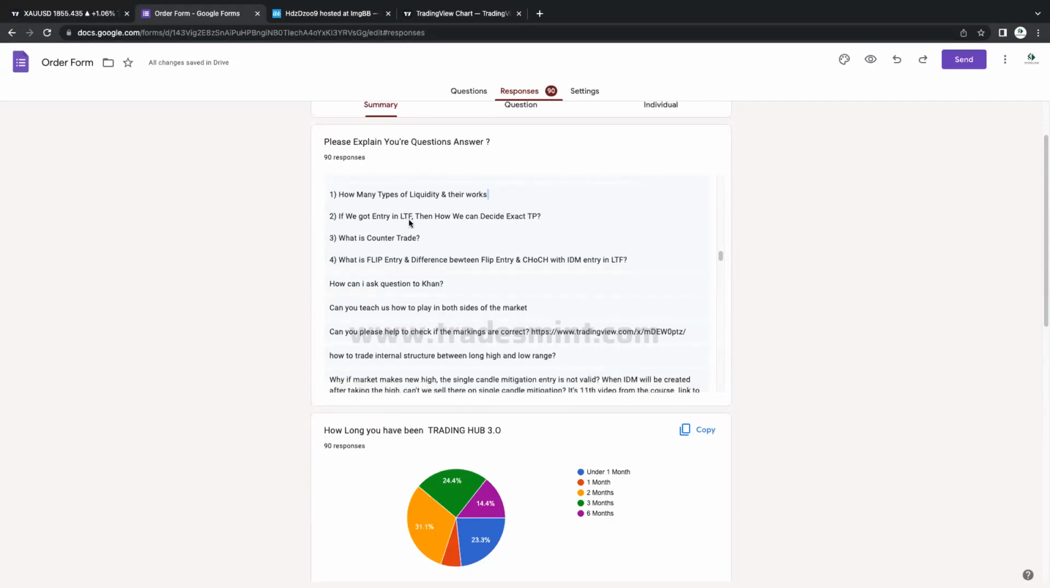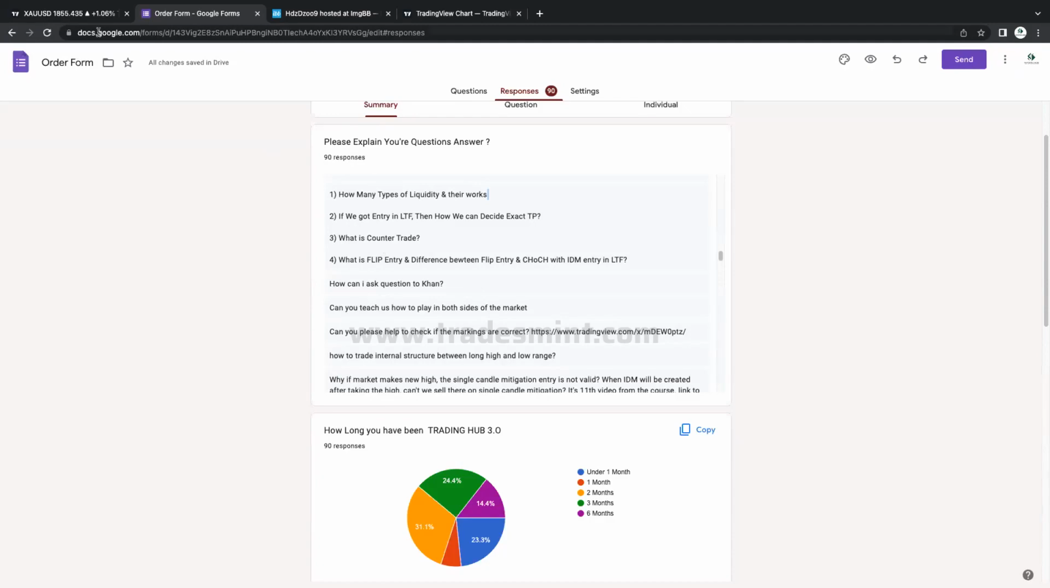If we got entry in a lower time frame, then how can we decide the exact TP? You can simply take profit as per the higher time frame, like a higher time frame inducement as a TP, or a higher time frame unmitigated order block. If you are trading in a counter trend, then you can take the TP at the extreme POI. But if you are trading a pro trend, you catch the pro trend, then you can simply put your target on the measure high or low.